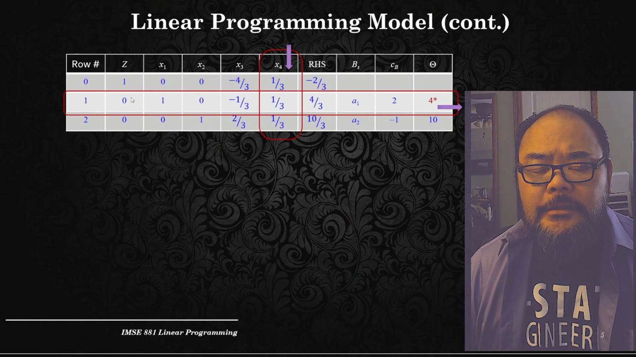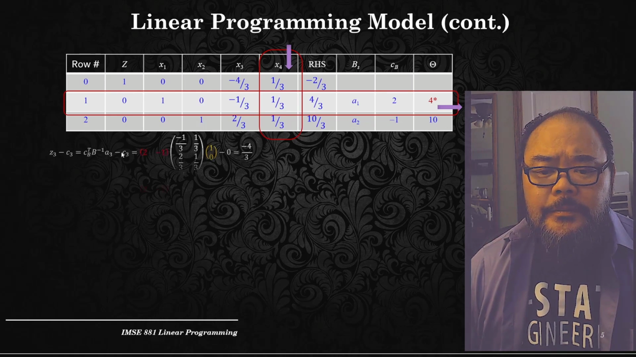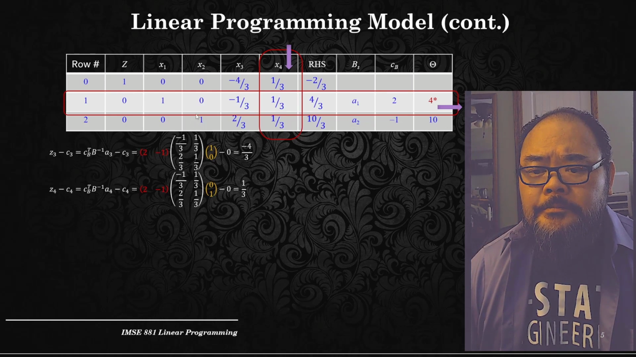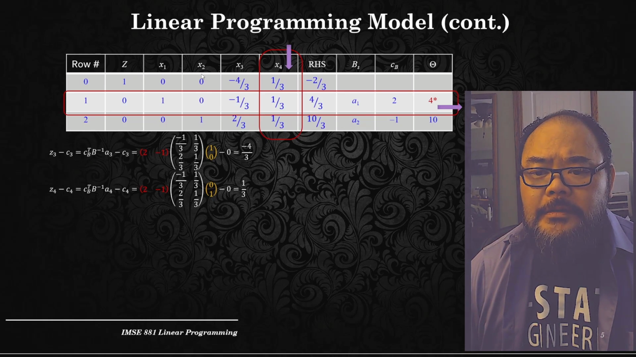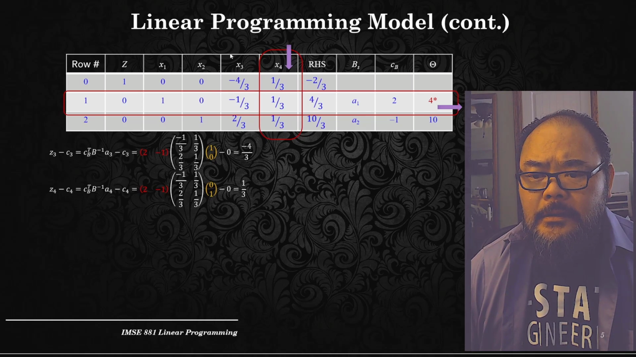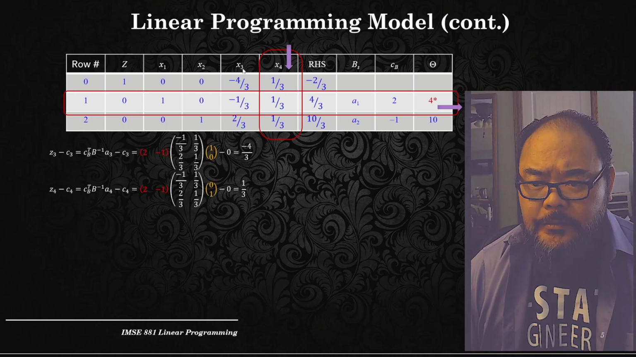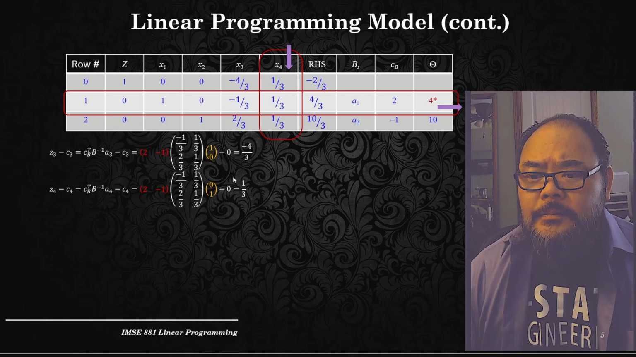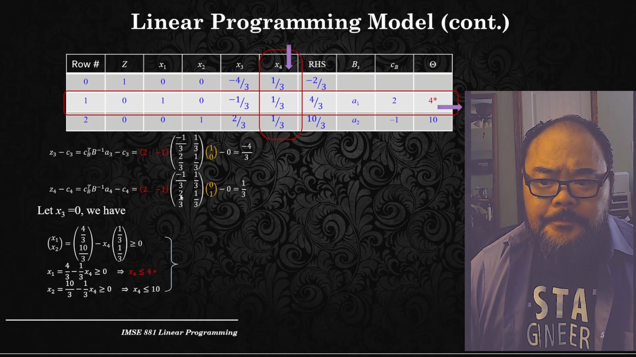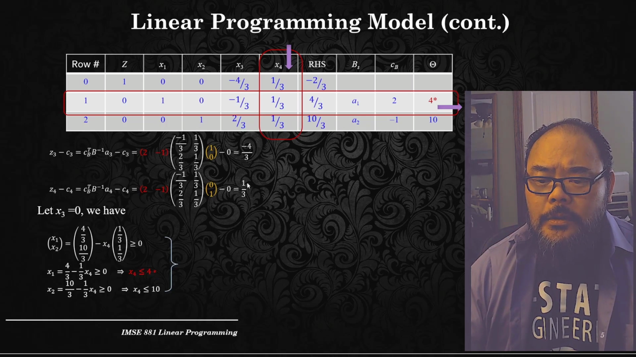Okay, here is the tableau to review this. You can see that for z3 minus c3 and z4 minus c4, the non-basic columns are supposed to be 0, 0 right here. You can see that this is negative 4 third and 1 third, which is right here. Okay, and then we know only the x4 is able to enter the basis, since x4 is positive.